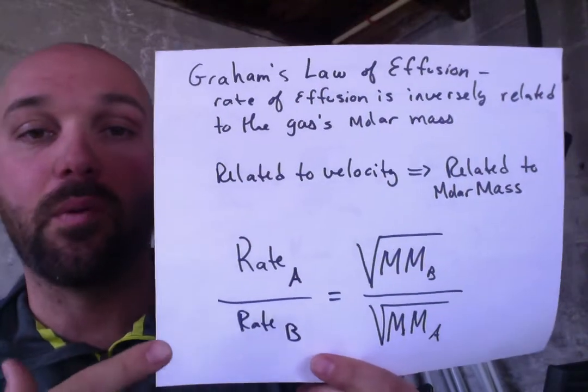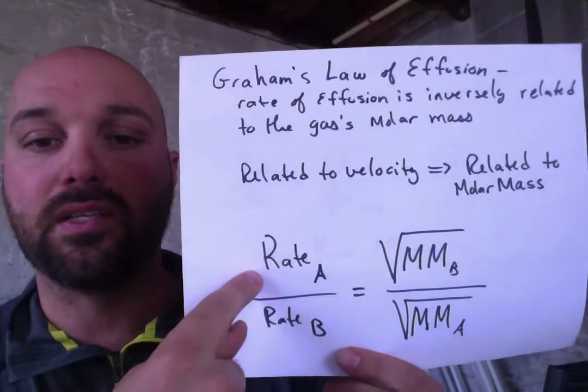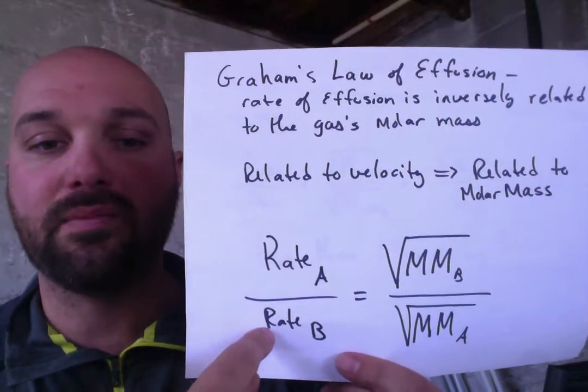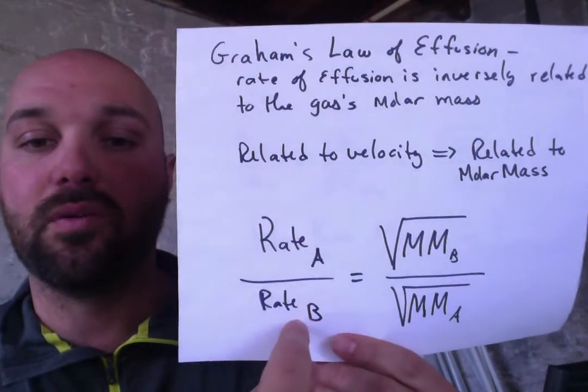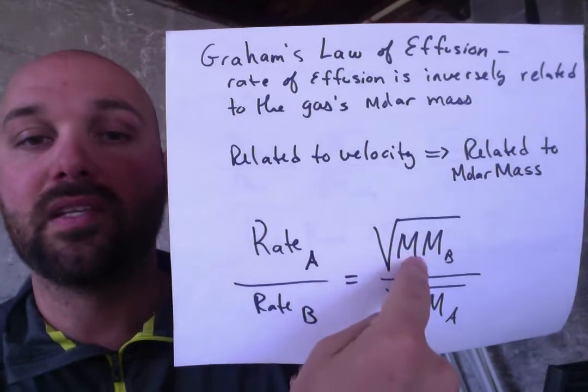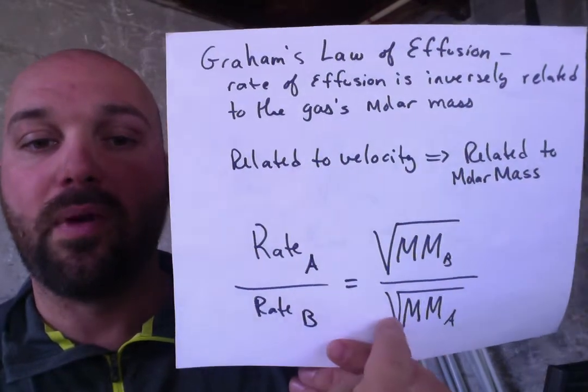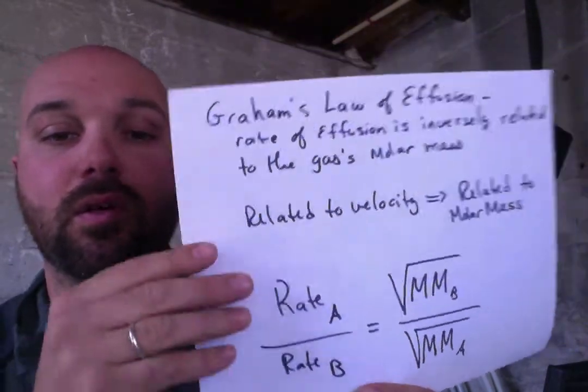And we can make a ratio of two gases. So we have two gases and we want to compare the rate of effusion, take the rate of gas A over the rate of gas B, and the molar mass of B is up here in the top. So B is on the bottom, but now it's on top. That's where the molar mass goes. And the molar mass of A would go on the bottom.